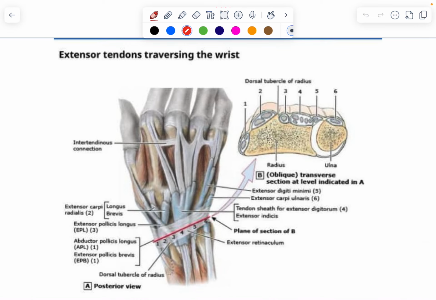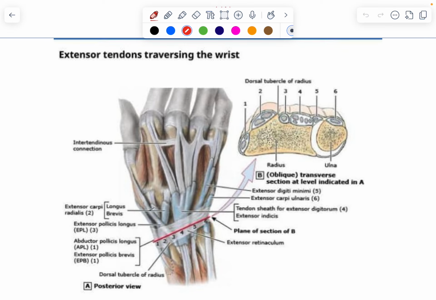These are the tendons of the extensors traversing the wrist joint. First, third is the extensor pollicis longus, and first and second are abductor pollicis longus and extensor pollicis brevis. Then extensor carpi radialis longus and brevis. These two are passing in between.